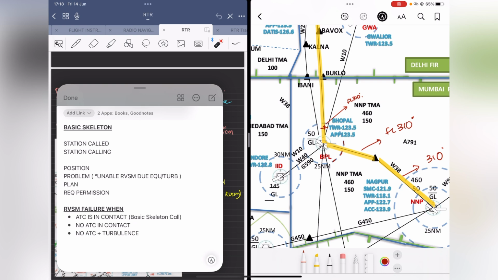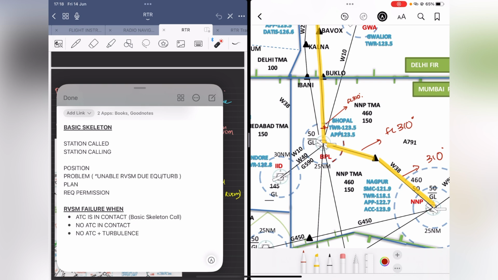So what will the call sound like? The call will sound like: Nagpur area control, this is VTFLA. Position 20 nautical miles, 20 DME to BPL, at time 2210 hours, flight level 310 on Whiskey 20 South. That's our position. What is our problem?